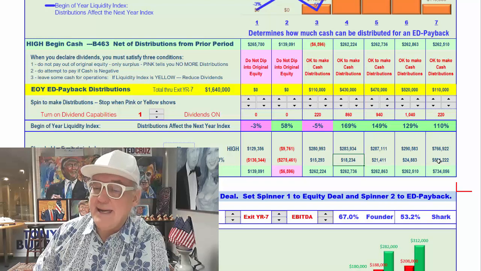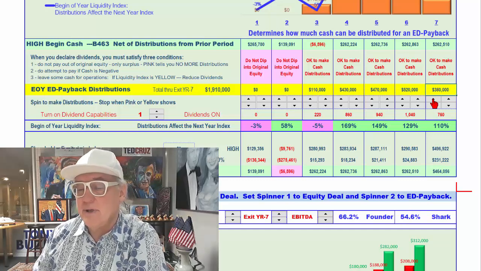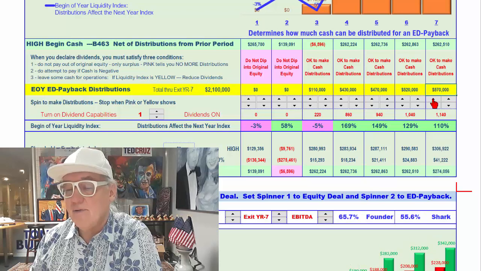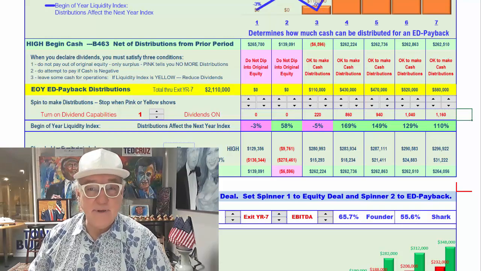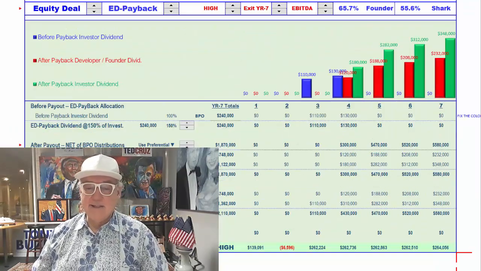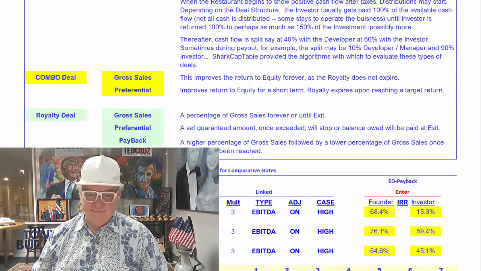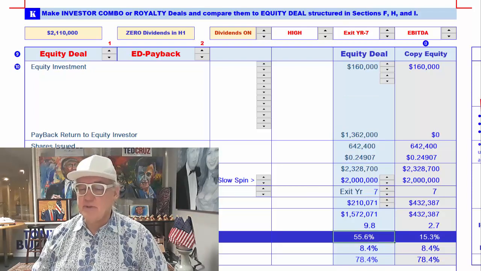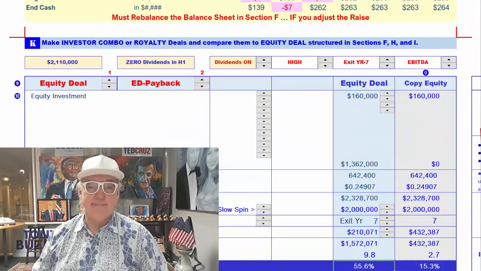And again, we're looking right at this number right there, okay? And this is the amount that we're sending out. So we're coming down. It's almost there. We're going to go about 30. There you go. So now we've just set up the dividends. And now let's go down and take a quick look. ED payback. Dividends. Yep, here's the 55.6%. Everything looks good.